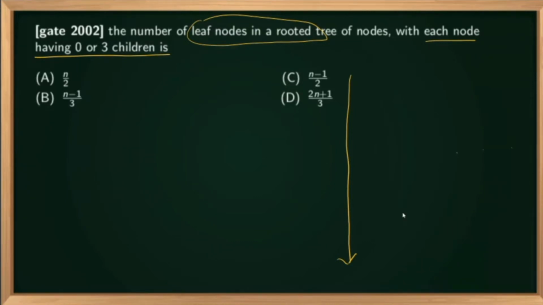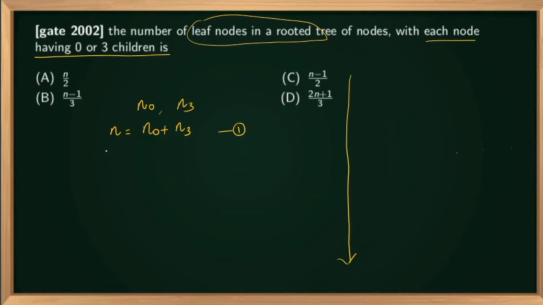Okay, so this tree has a property. It has only two types of nodes, either with degree 0 or degree 3. Right, so let me write it as n0 and n3. So n0 means nodes with degree 0, and n3 means nodes with degree 3. I know that the total number of nodes will be the number of nodes with degree 0 plus the number of nodes with degree 3, right? So this will be n. Let me call this equation number 1.